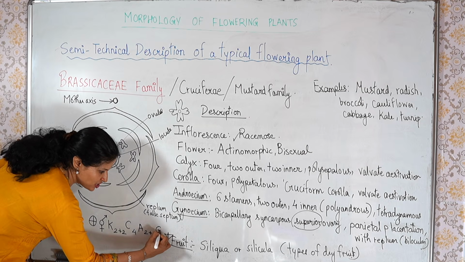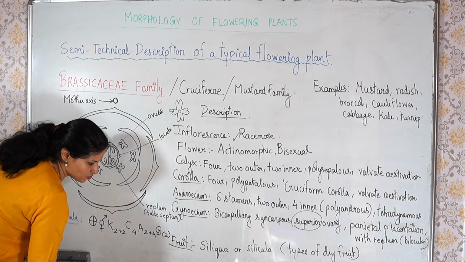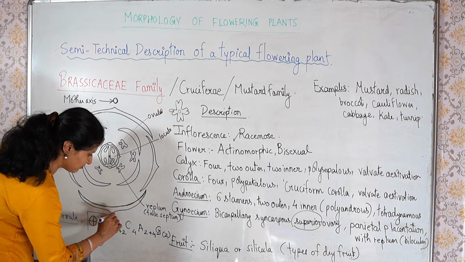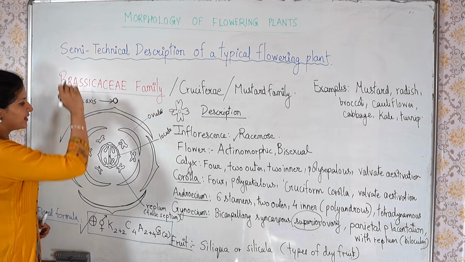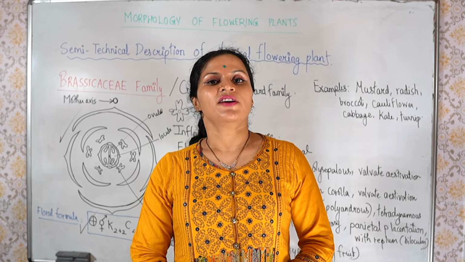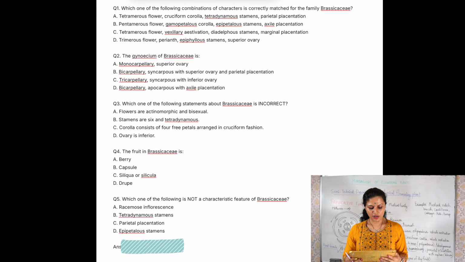Finally, we write about G. G is superior and it's a bicarpellary syncarpous ovary. So this is the floral formula for the Brassicaceae family, which is very important. And the floral diagram is very important. So this is about the Brassicaceae family. Let us solve 5 questions from this family. Okay, these are the 5 questions. You can pause this video and make your answer key.